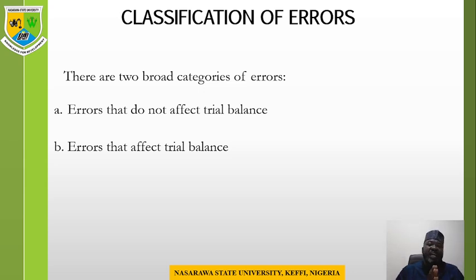Now, there are basically two broad categories of errors as far as accounting is concerned. The first category has to do with those errors that do not affect balancing of the trial balance. The second category are errors that actually affect balancing of the trial balance. By that, we are saying if you commit any of the errors that fall within the first classification, your trial balance will still balance in spite of the fact that there are errors. The second category are those that really affect balancing of the trial balance, meaning if you commit any of such errors, your trial balance will certainly not balance.